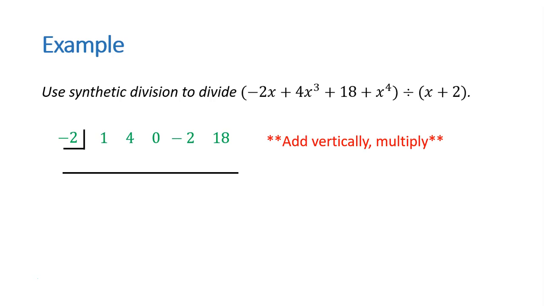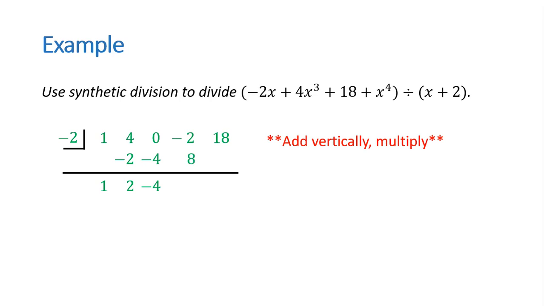So for my first column, for the 1 column, there's nothing to add, so I just bring it down. Then I'm going to multiply with the divisor. In this case, negative 2 times 1 is negative 2, and that's going to go in the next column. 4 plus a negative 2 is 2. Negative 2 times 2 is negative 4. 0 plus a negative 4 is negative 4. Negative 2 times negative 4 is positive 8.